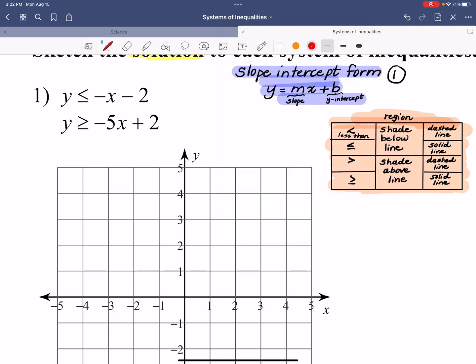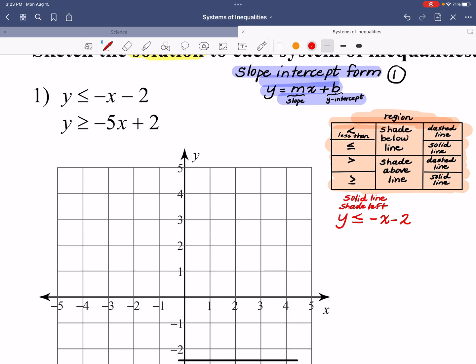So the first inequality I'm going to graph with a red pen. So I have y is less than or equal to negative x minus 2. So I can tell you using this sign, this less than or equal to, that I'm going to be graphing a solid line because equal to is involved, and I will be shading to the left, below the line, because the arrow in the inequality is pointing to the left. So go ahead and figure that out if you need to.